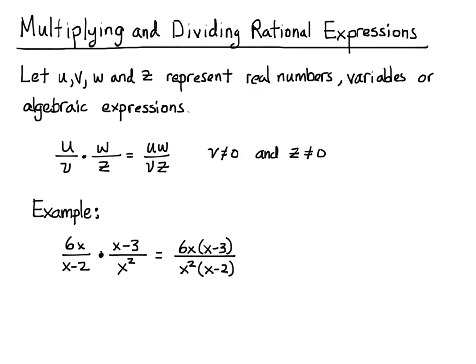Now I can notice that I have an x in the numerator and an x squared in the denominator, so one of those x's can go, so it's going to end up to be just 6x, or 6 times x minus 3 over x times x minus 2. Now we canceled out an x, but we still have an x in the denominator, so we don't have to worry about our domain restriction.